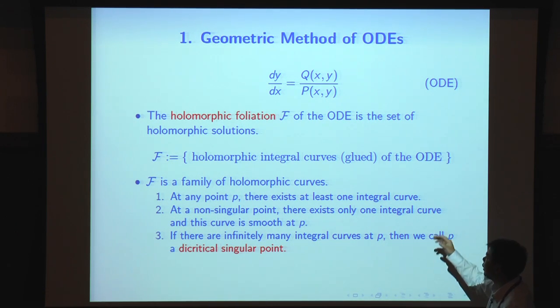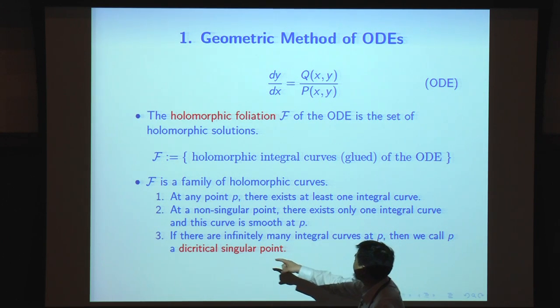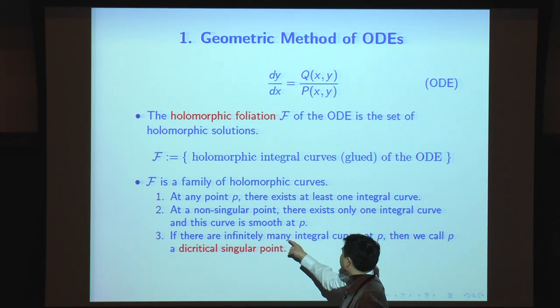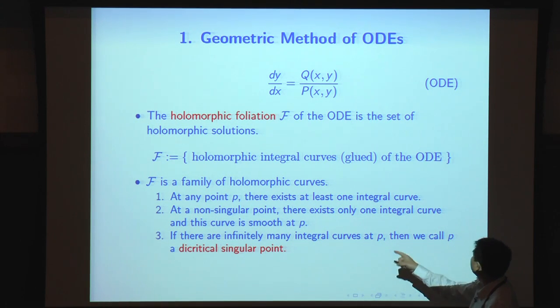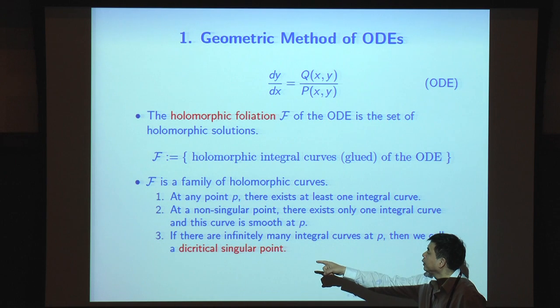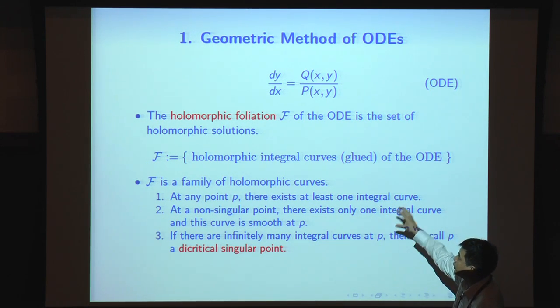At some singular points, if there are infinitely many integral curves at P, then we call the point P a dicritical singular point. This corresponds to the base point of the family of curves. This is why I introduced the notion of a singularity of a family of curves. This is because of the same notion for ODEs.